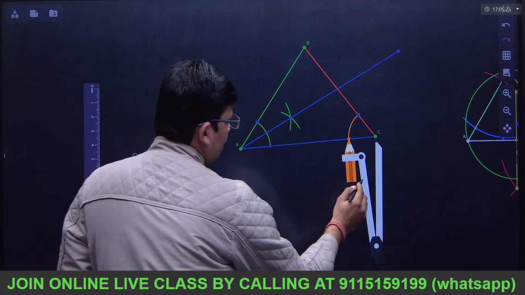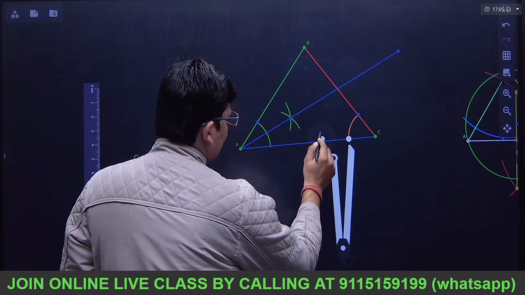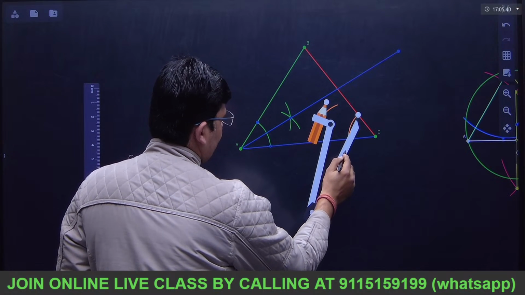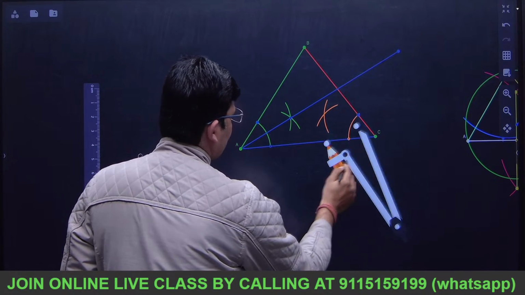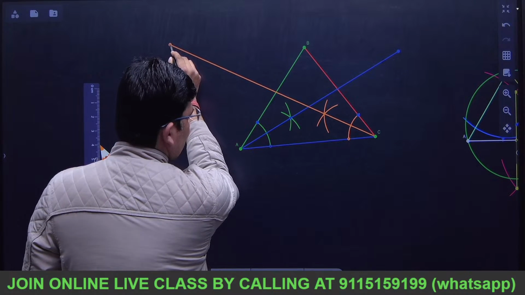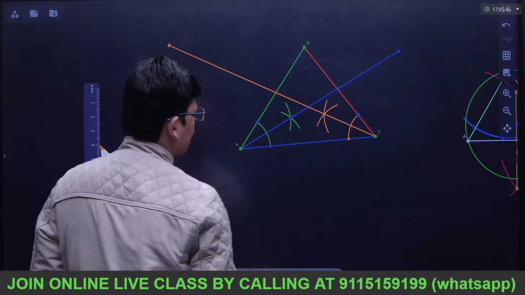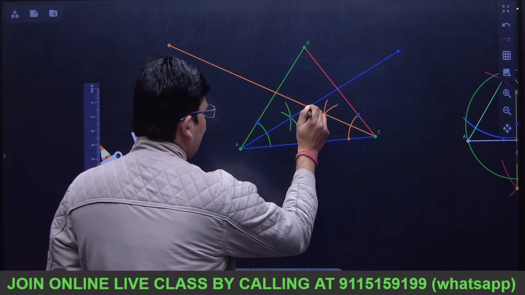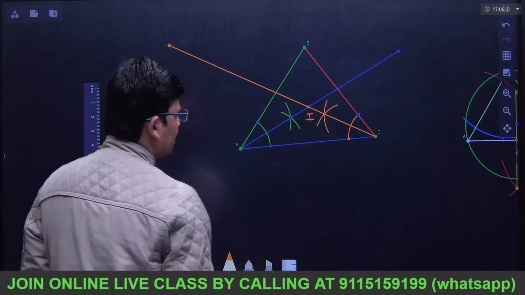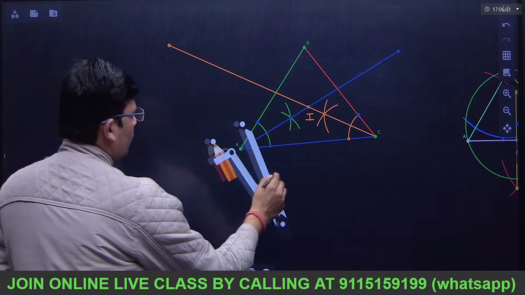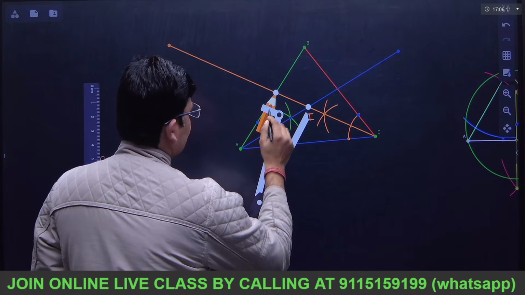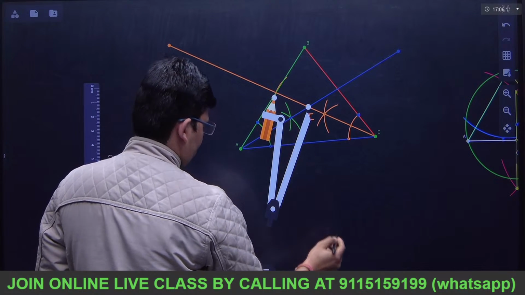I'm locking it. So now with the center as this, radius more than half of it, I'm drawing one arc. Then with the same radius I'm drawing another arc. Now this is again the angle bisector of angle C. Now the two lines are meeting at this point, and let me mark this point as I. Now with I as a center and radius, let us say this. Oh, this is more.